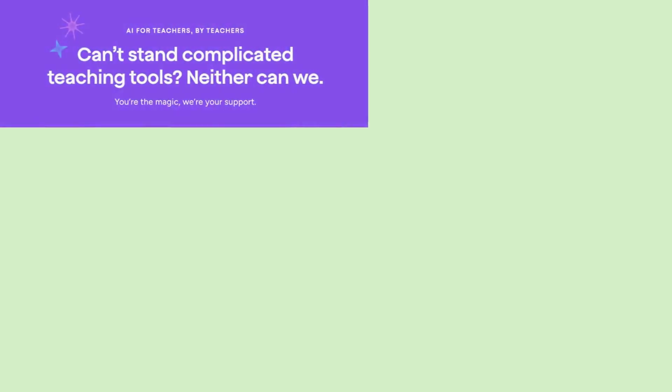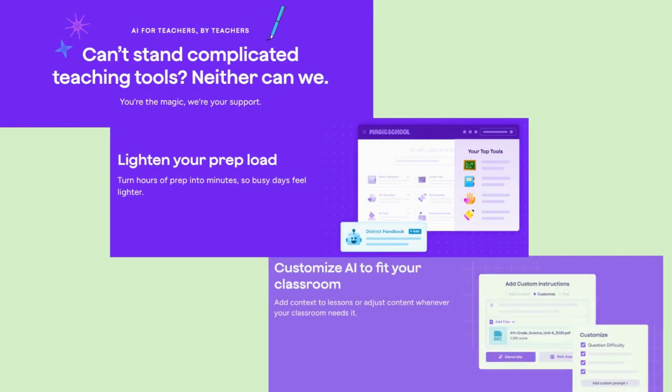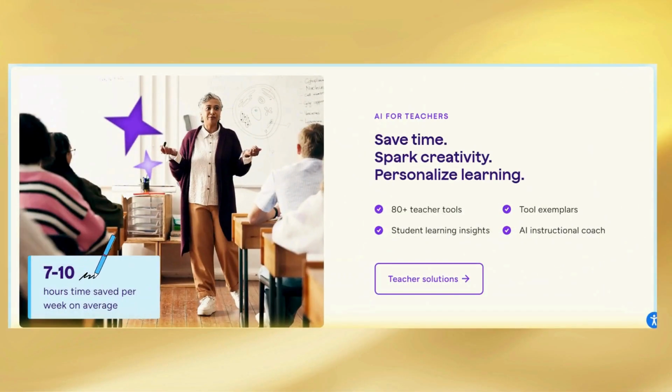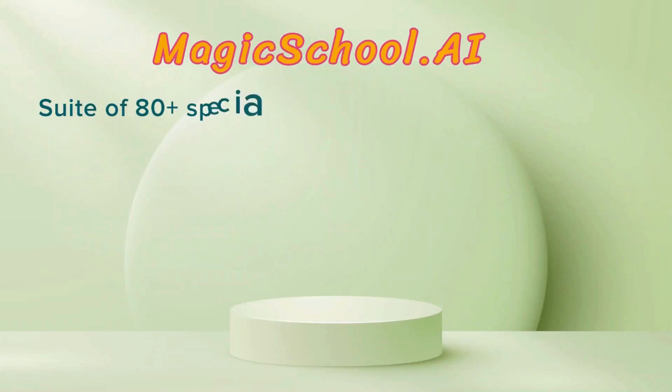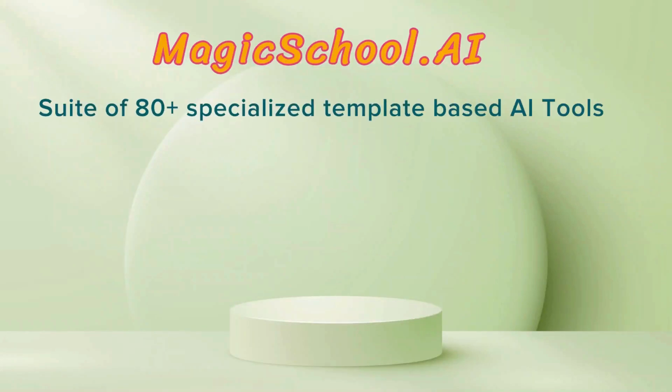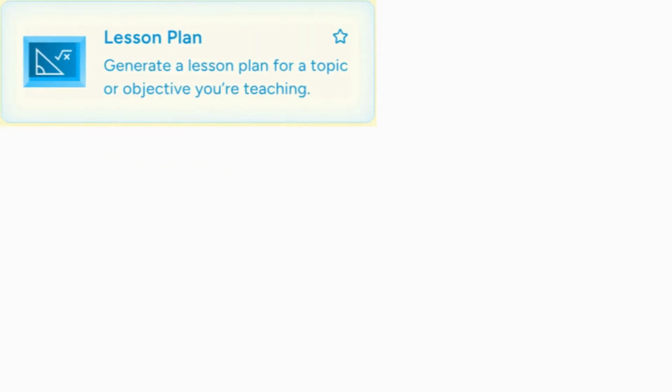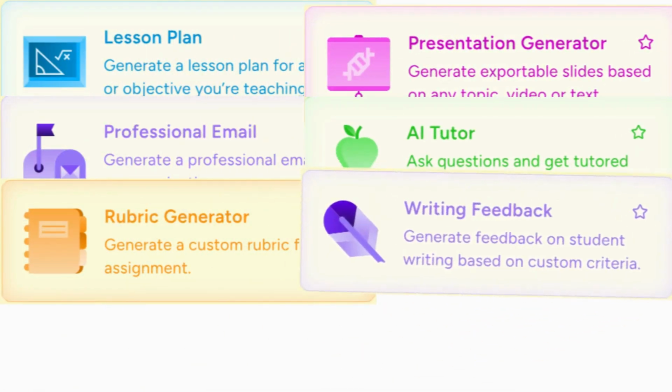It is a specialized platform built by educators for educators. Its primary mission is to reduce teacher burnout by automating time consuming instructional and administrative tasks. MagicSchool AI is a suite of 80 plus specialized template based AI tools designed for primary, secondary, and even higher education workflow. The platform categorizes its tools to cover almost every aspect of a school day.